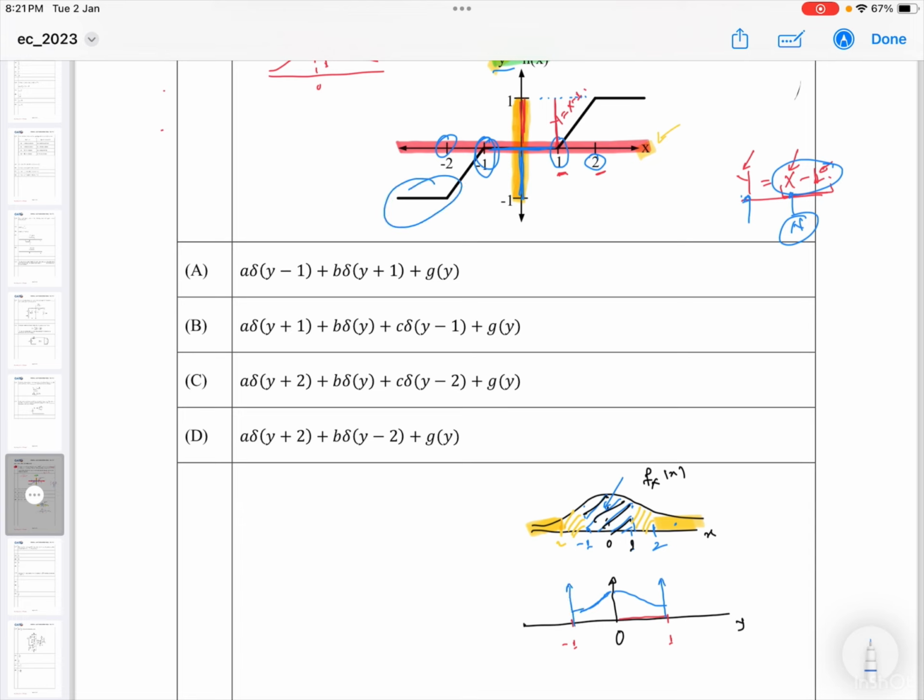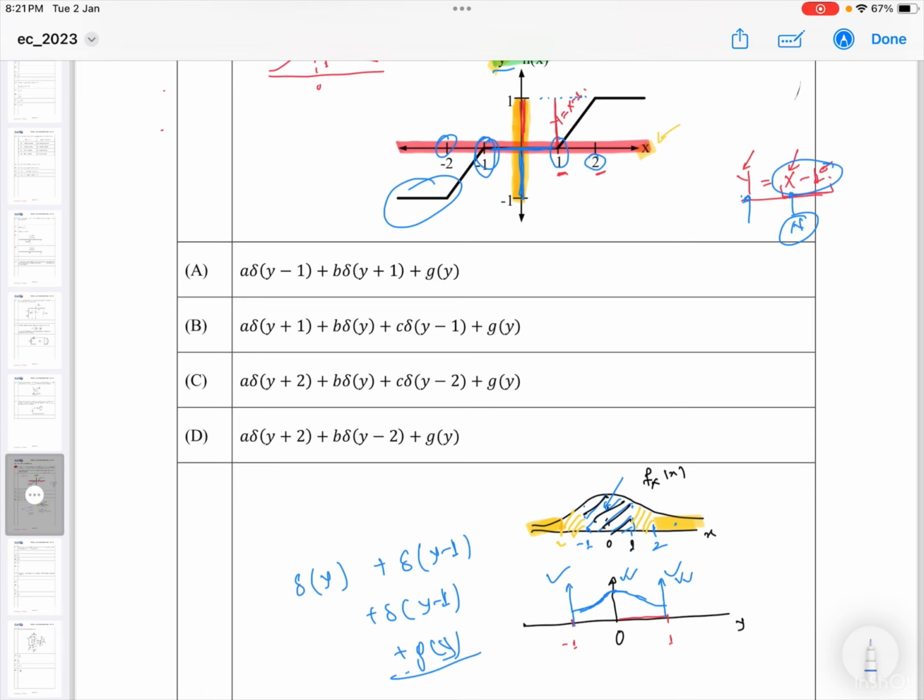So here we will have again an impulse, right? So we will have 3 impulses: at y equals 0, at y equals 1, and at y equals -1, and we will have some function. So you can call it gy, right?